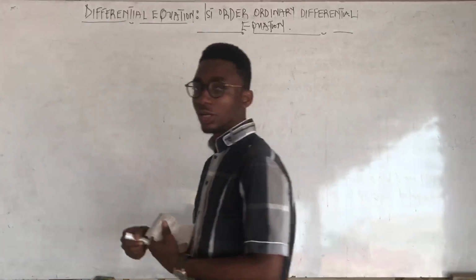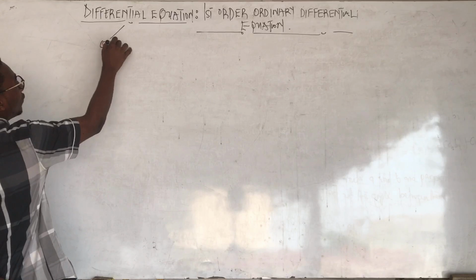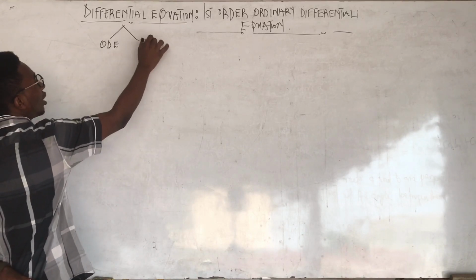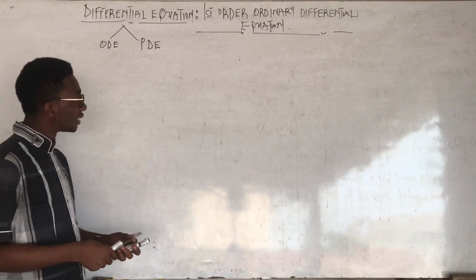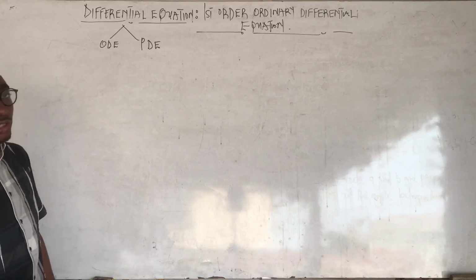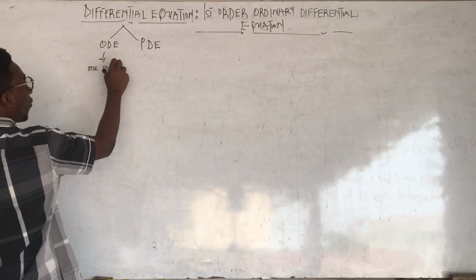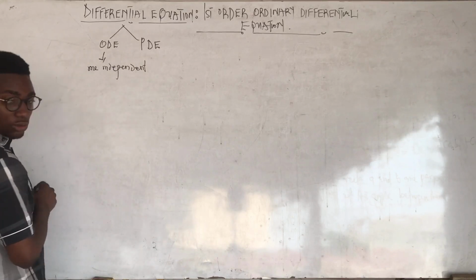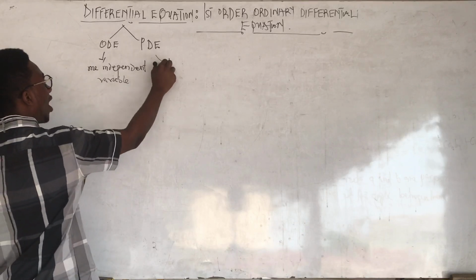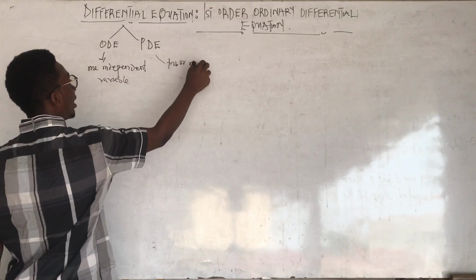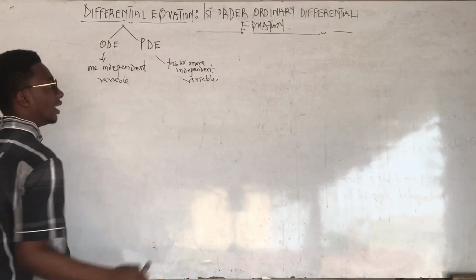All right. So now, when we started with the differential equation, we said that there are two classifications of differential equation. We have the ordinary differential equation, and we have the partial differential equation. So in this particular lesson, we want to look at the first order of what? An ordinary differential equation. And we said an ordinary differential equation will have only one independent variable, and the PDE will have two or more independent variables.